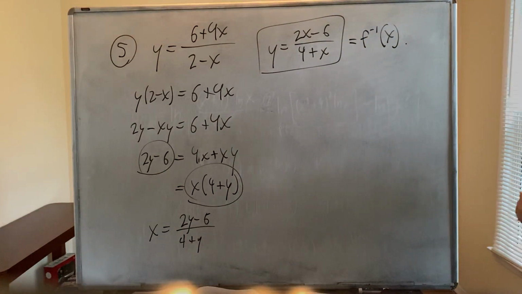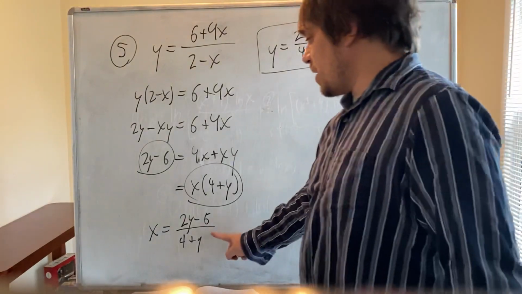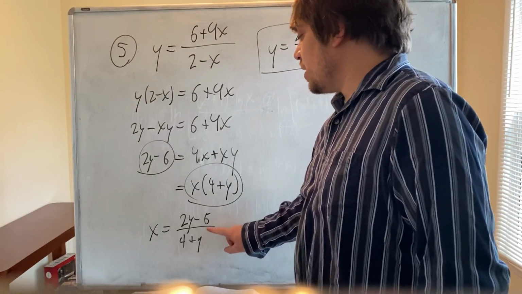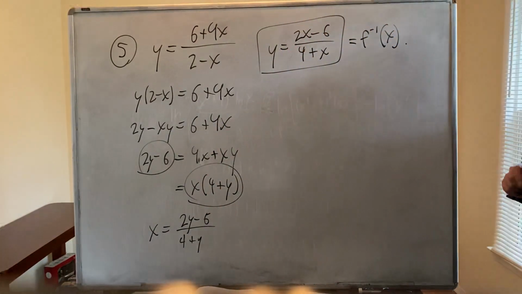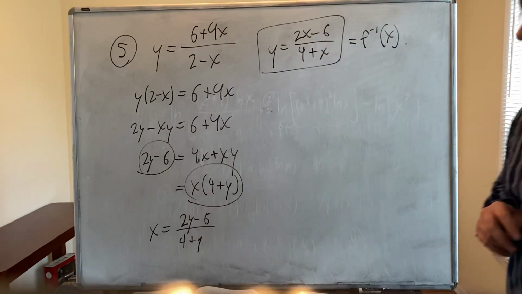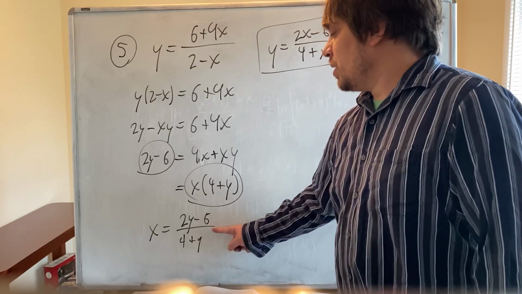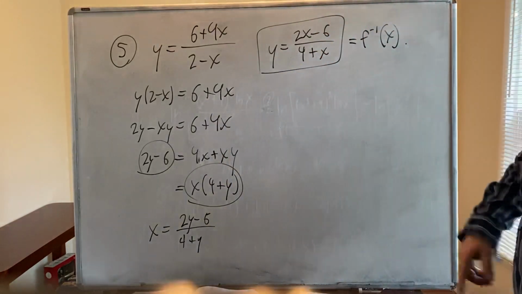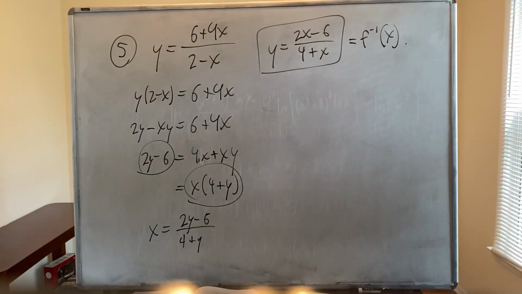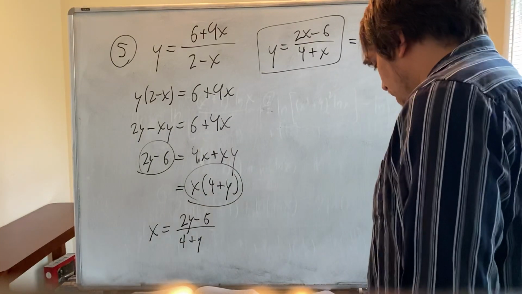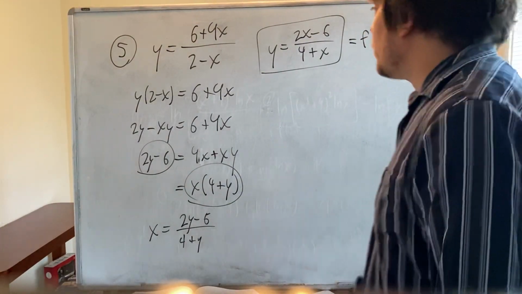That's number 5. Okay, so we just solved for x explicitly in terms of y, switched x and y, and the new y is f inverse of x. Okay, step 1, solve for x explicitly in terms of y. Step 2, switch x and y, your new y is f inverse of x. Okay, that's number 5. Number 6.